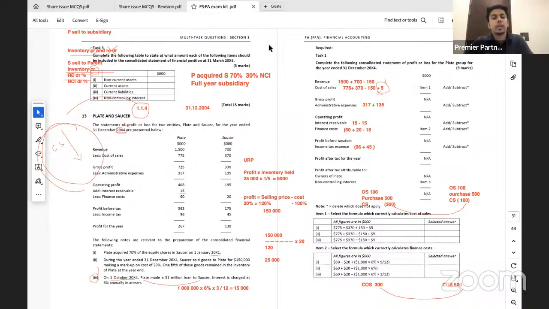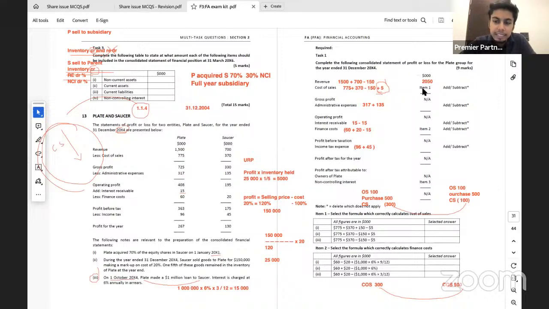Right. Okay. Now, guys, what you should do, now you start totaling it up. So when you start totaling it up, what will happen? 1,500 plus 700 minus 150. Here, guys, the answer is 2,050. Right. That's the revenue answer, 2,050.